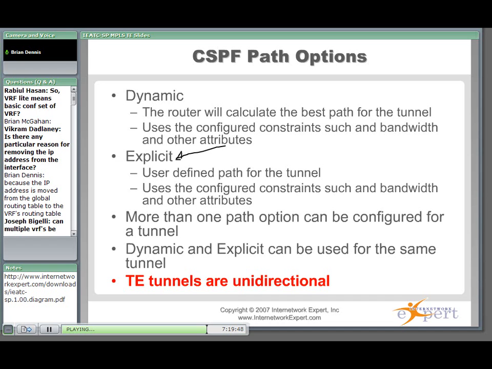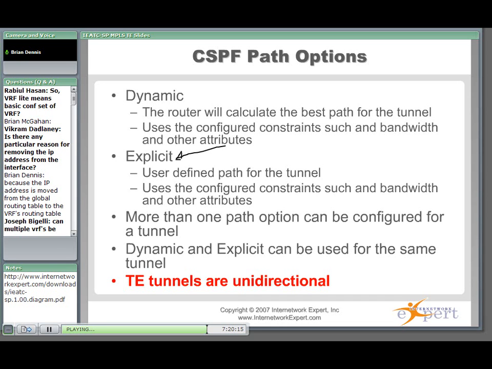One important thing to note, traffic engineering tunnels are unidirectional. So you set up a tunnel from the head to the tail. That's the flow of the traffic. When it comes back, it doesn't come from the tail to the head. It goes out across the network normally. So they're unidirectional.